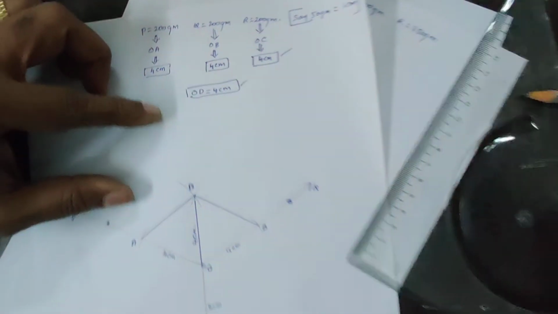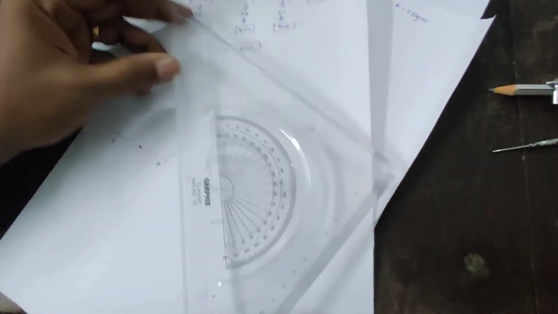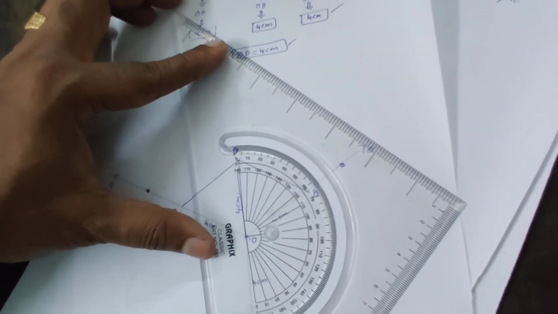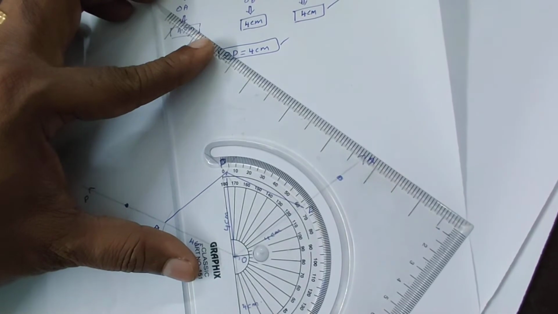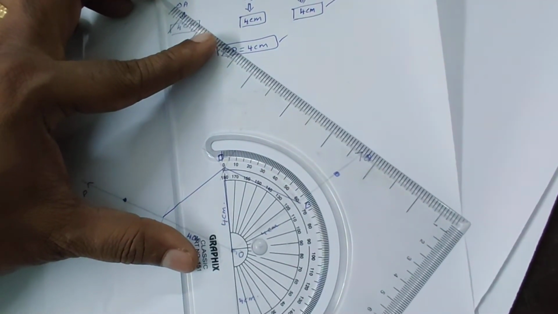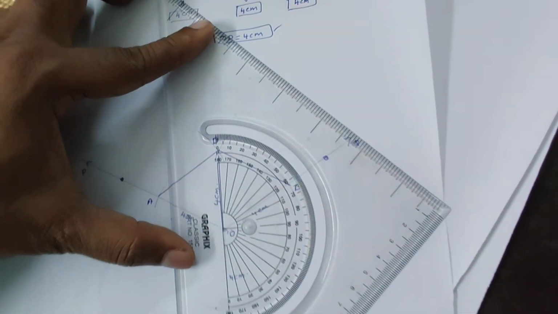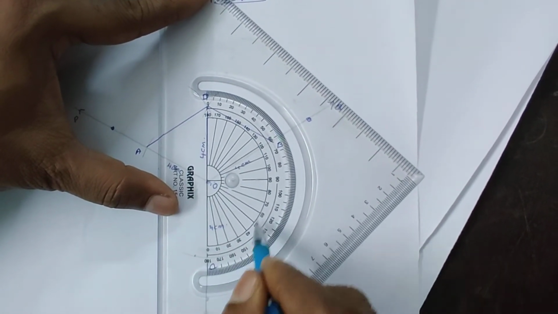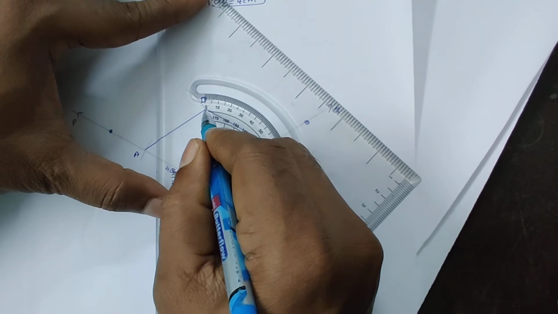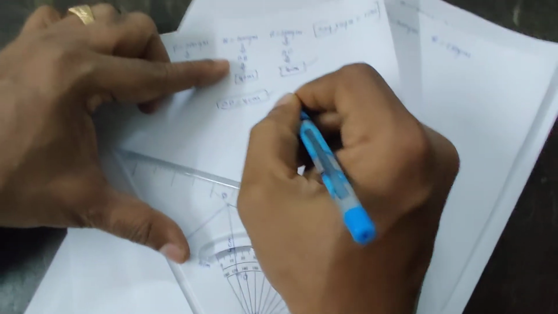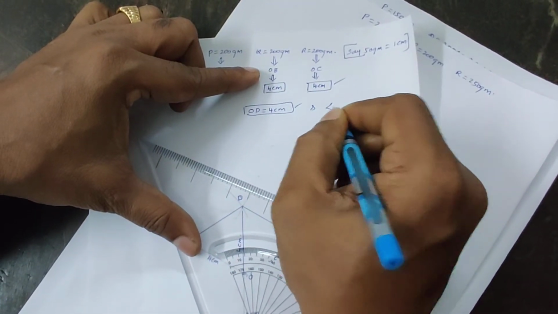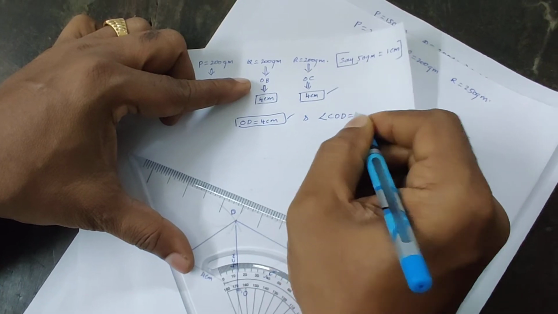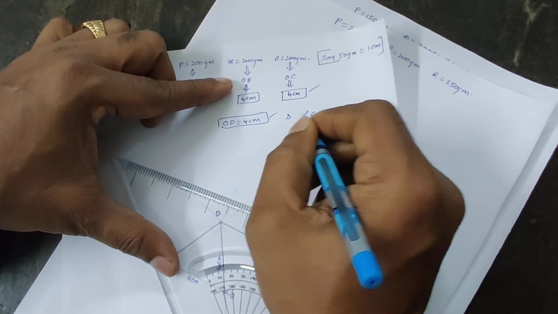The other part which we are going to prove is the angle COD. By using this protractor, we are going to measure the angle like this. We measure the angle, it is almost equal to 180 degrees. If you measure like this, 0 to 180. So angle COD is also equal to 180 degrees. So angle COD equals 180 degrees. So proved.